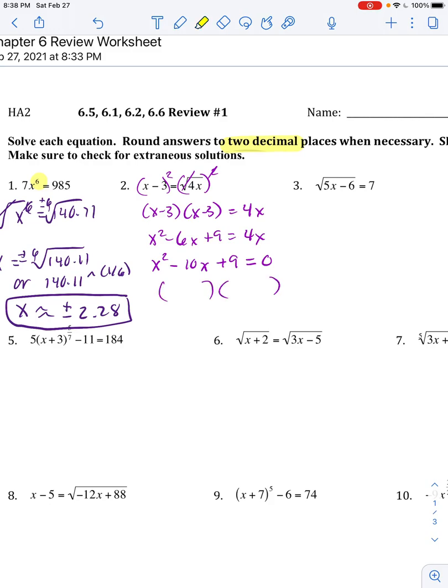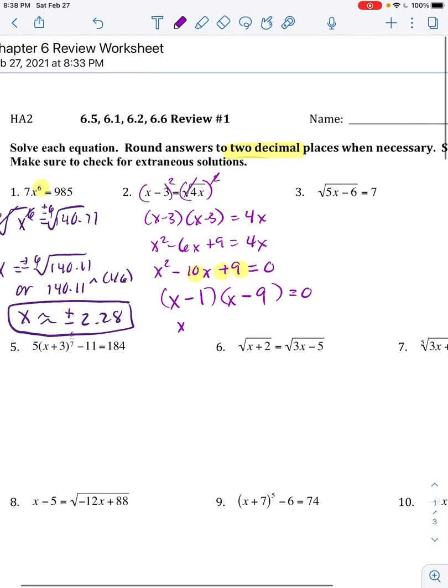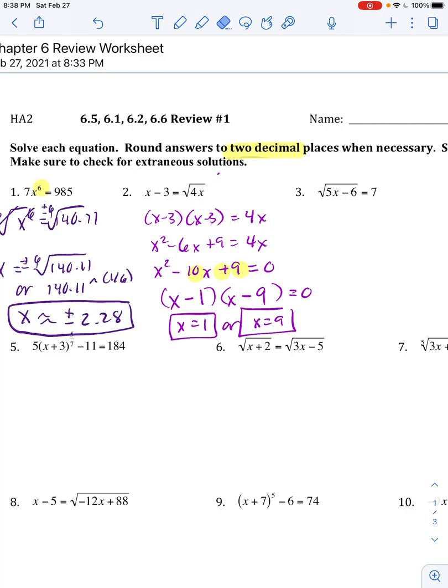To get 9 in a way that adds up to 10, I'm going to go ahead and use 9 times 1. In order for it to be a negative 10, they'd both have to be subtraction. So my possible solutions are 1 or 9. This is the kind, though, that I do like to go back and double check and see what would happen. So I just think, okay, if I put in a 1, square root of 4 would be 2. 1 minus 3 would be negative 2. So 1 does not actually work.